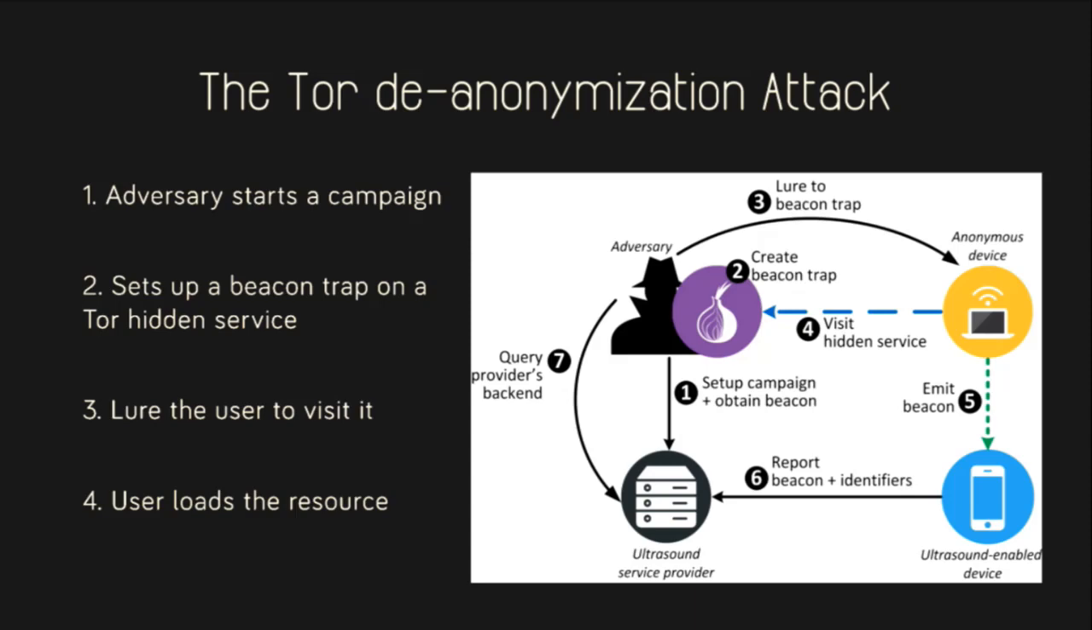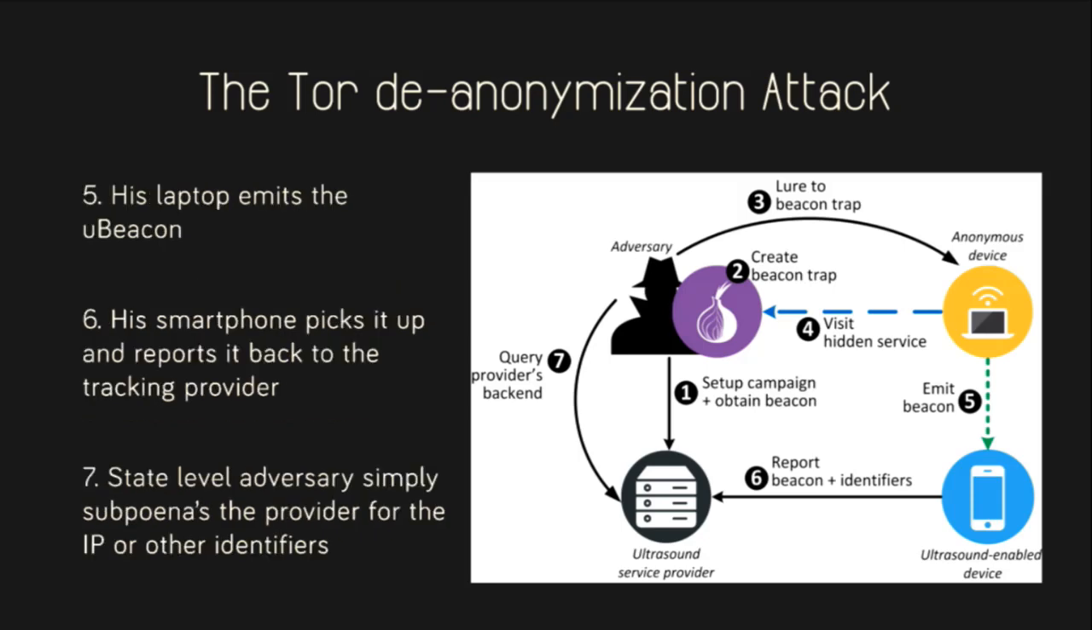In our case, this was a Tor hidden service. It can be whatever resource the adversary chooses it to be. And then on the third step, somehow lure the user to visit this resource. On the fourth step, when the user loads the resource, his device, in this case a laptop, renders the content and emits the ultrasound beacon, as we see on step five.